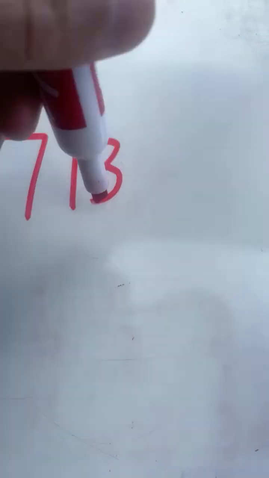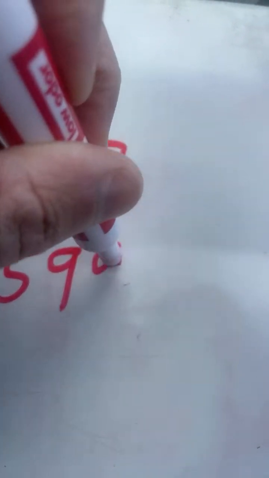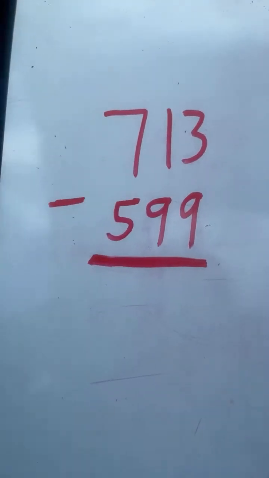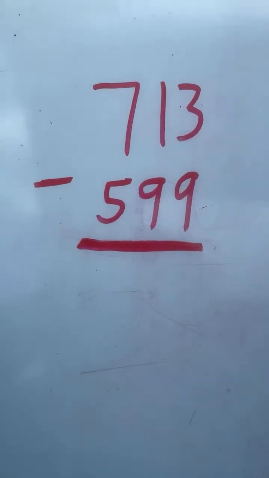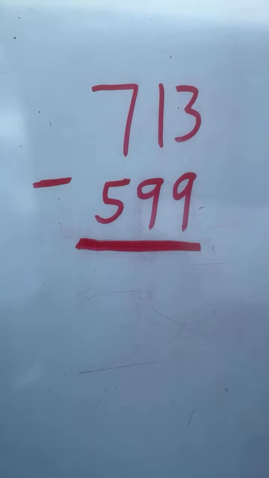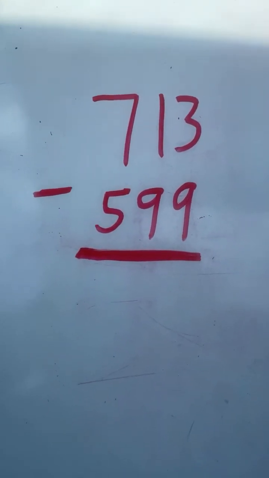All right, 713 minus 599. So for this one, we have to regroup in the tens and ones place. So again, I'm going to do all my regrouping first before I do any subtraction.